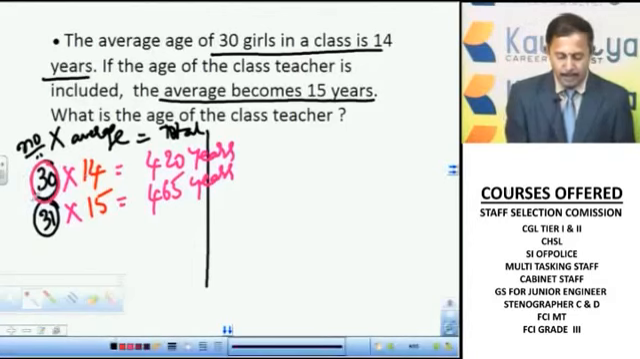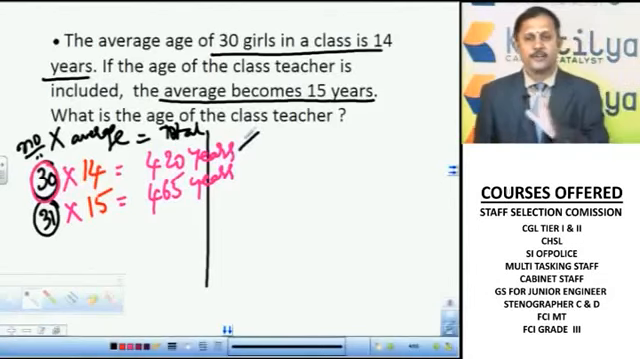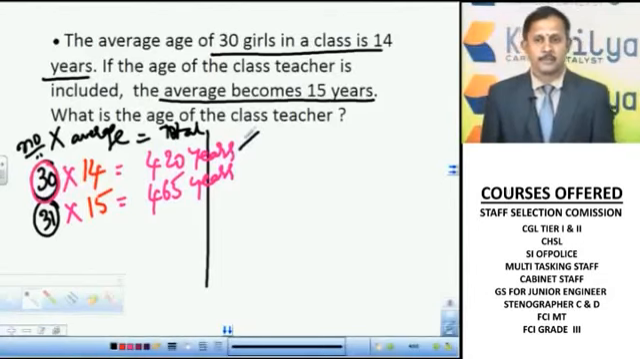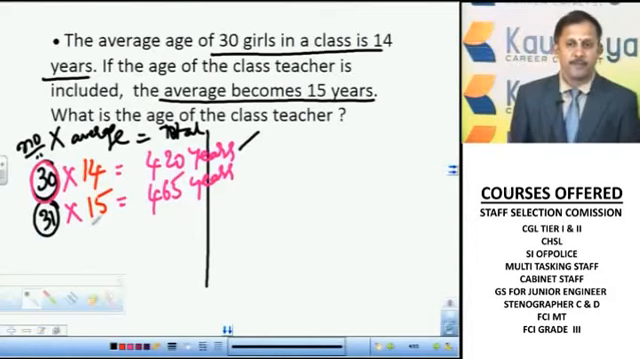So number into average, that gives 420. That is the total age of all the students, 30 members. Next, if the age of the class teacher is included, definitely the number of candidates will become 31 and their average is given as 51. So number into average, 465, that is the total age of all the candidates.